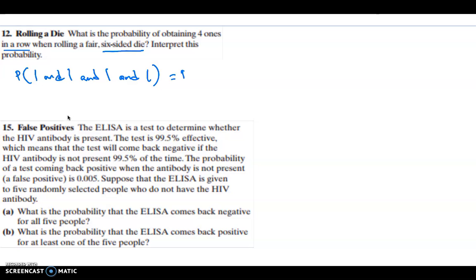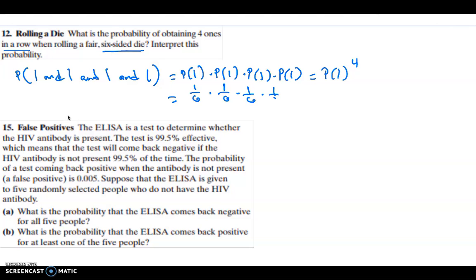Then this is just going to be the probability of getting a 1 times the probability of getting a 1 times the probability of getting a 1 times the probability of getting a 1. Or in this case, the probability of getting a 1 raised to the 4th power. The probability of getting a 1 is 1/6, 1 out of 6 on that die. So you do 1/6 times 1/6 times 1/6 times 1/6, which gives you 1 out of 1,296. So a very, very low likelihood of rolling 4 ones, but there is a probability. It could happen.